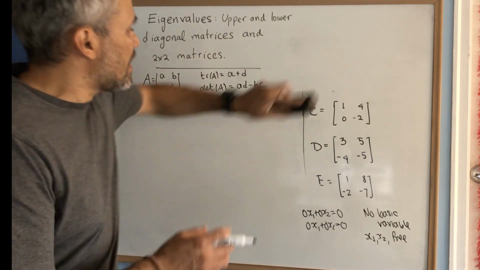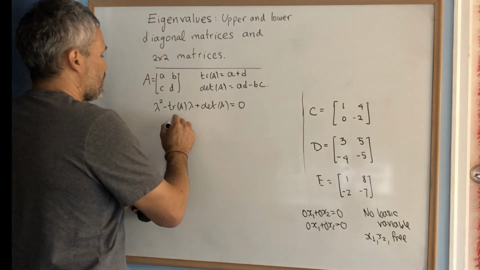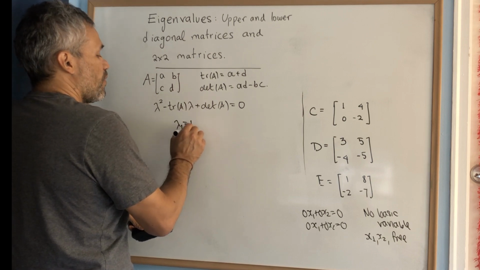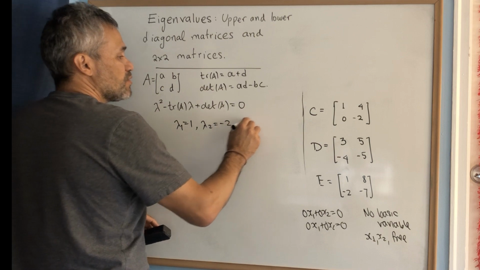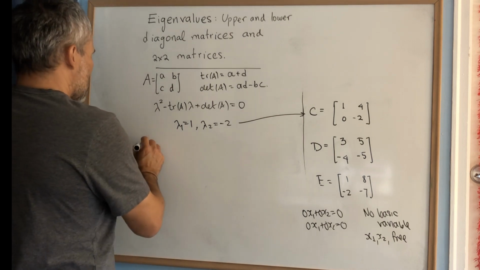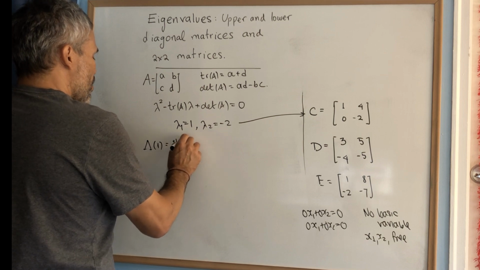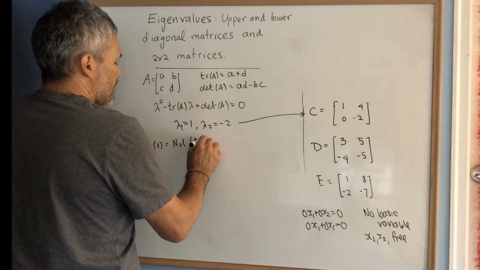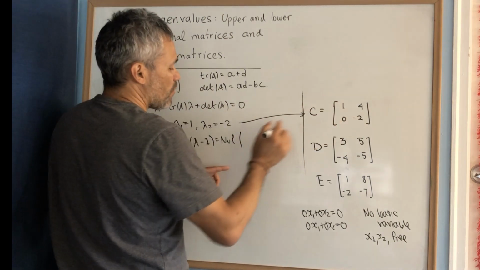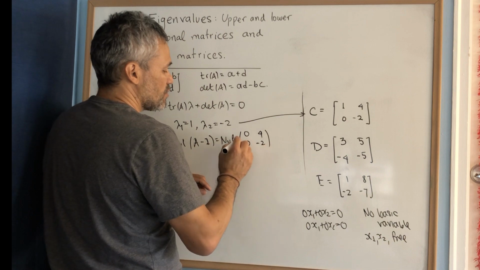Again, for this example, we don't need to do the characteristic equation because we know that this is an upper diagonal matrix. Then we know that for the matrix C, lambda 1 is equal to 1 and lambda 2 is equal to negative 2. These are the eigenvalues of this matrix. Let's find the eigenspaces. To find the eigenspace associated with 1, we need to compute the null of the matrix A minus the identity. And this is the null of the matrix, when I subtract 1 in the main diagonal, I get 0, 4, 0, negative 2.